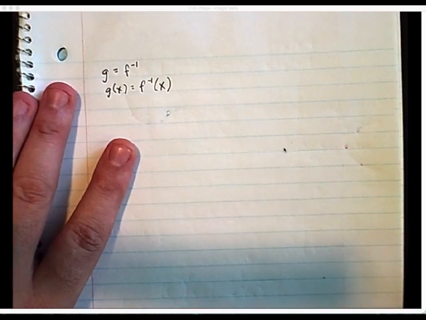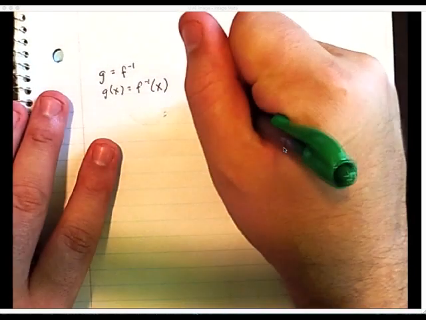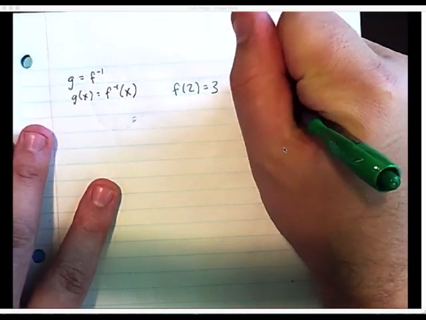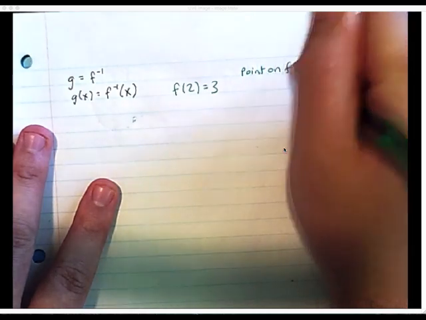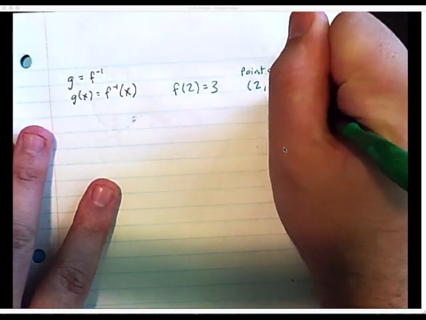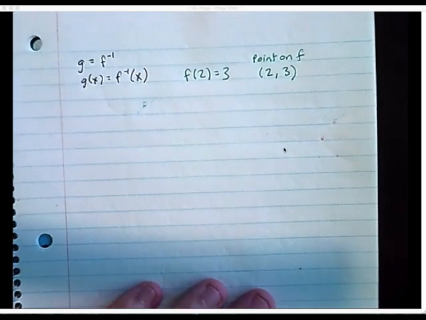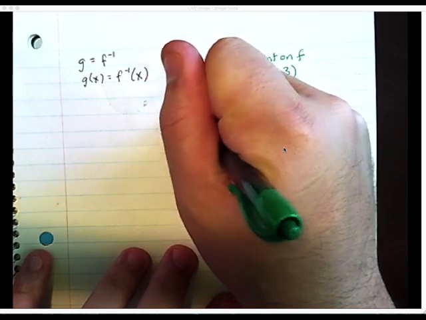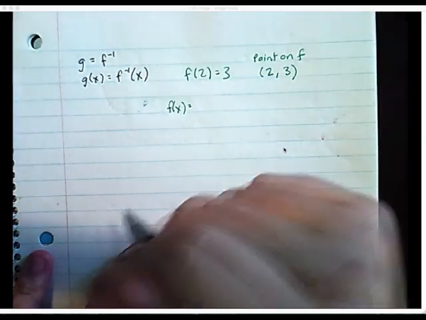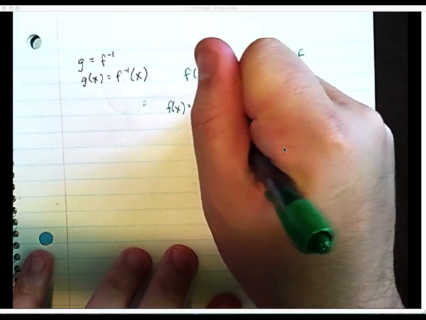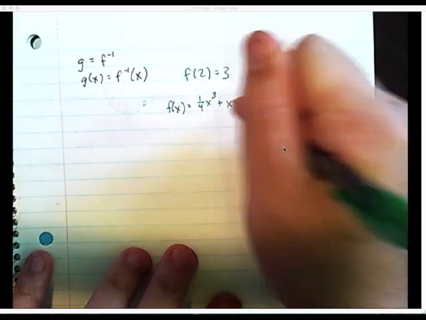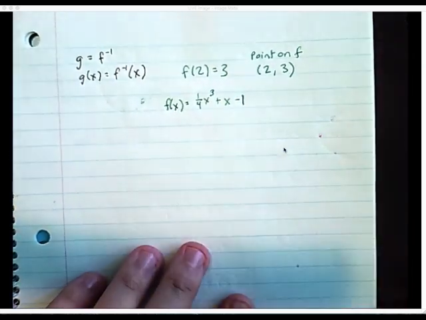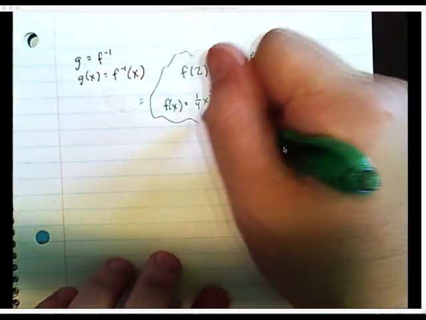All right, now what else do they tell me? They tell me that f of 2 equals 3. What does that mean? So that means I have a point on f when the x is 2, the y is 3. They also give me the equation for f of x. It says x cubed over 4. I'm just going to rewrite that as 1/4 x cubed plus x minus 1. Okay. So here's all the information I have about f so far.